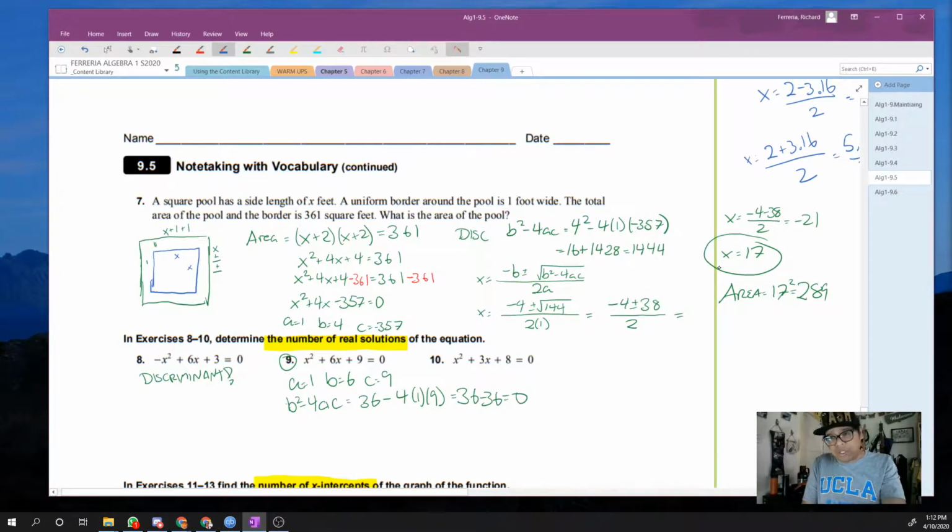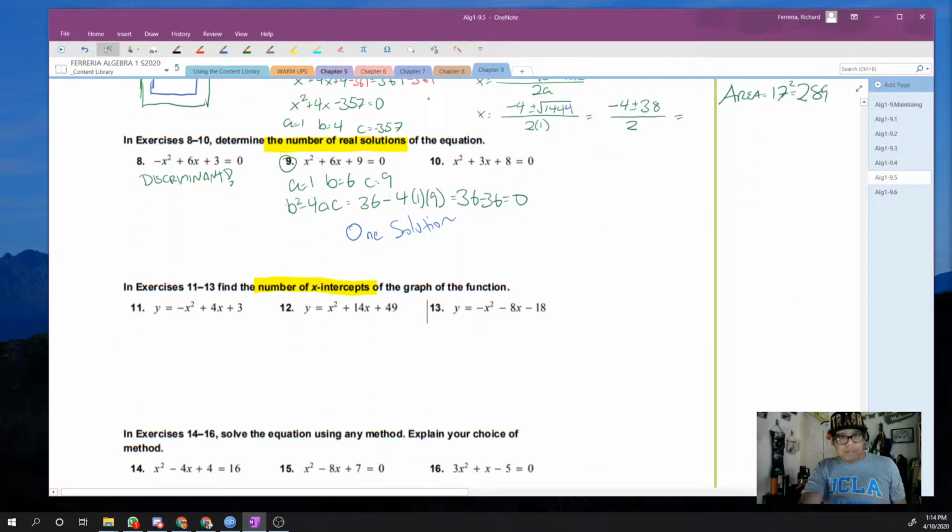36 minus 36 is 0. What does it mean when the discriminant is 0? Well, that means that there's only one solution. Hello, one solution. Okay, so that's that. I better write down the words one solution over there.